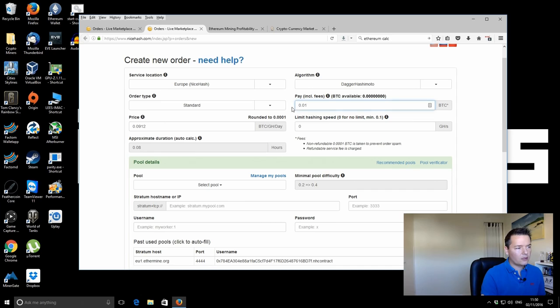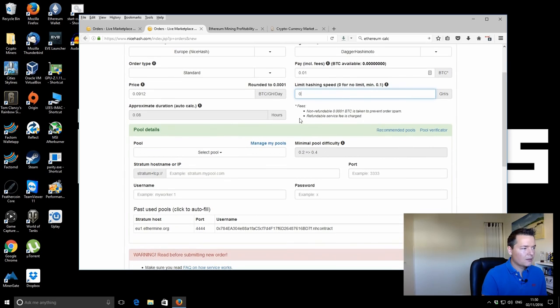We've also got, you can limit the actual hashing speed. I've just left it at 0, basically to let it run at full speed. You might wish to change that according to your circumstances, but what I was going for is more of a dramatic end result. Then here it says the approximate duration of the actual time.